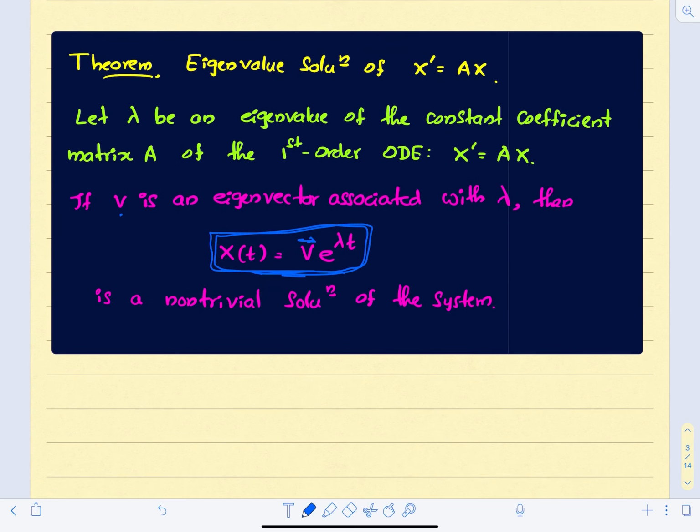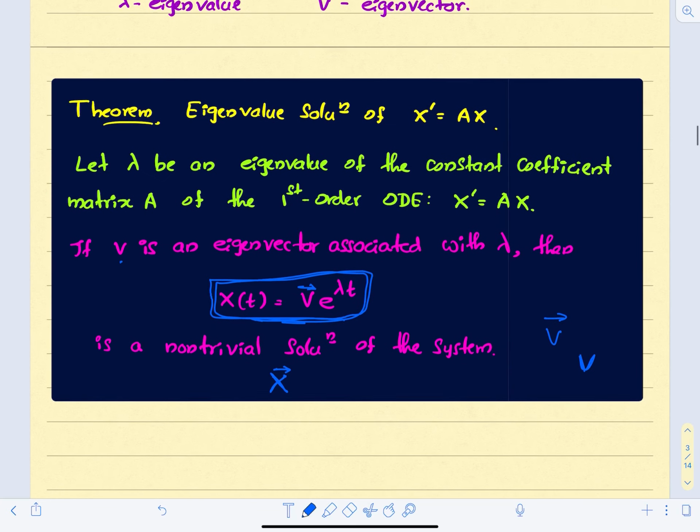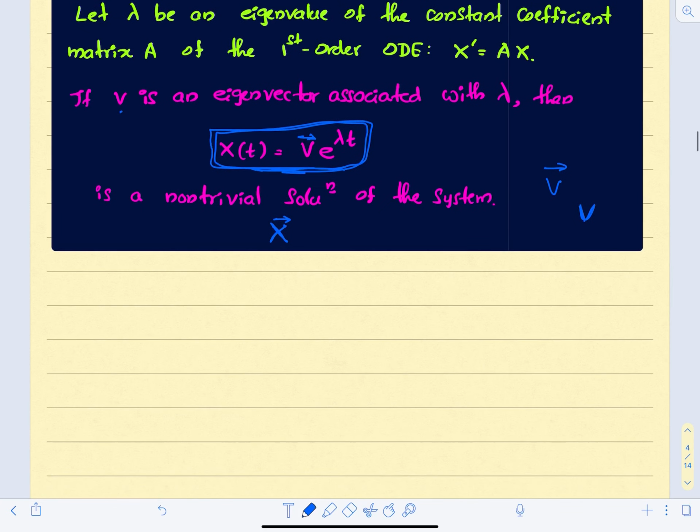Now throughout this lecture, if I use the letter v without an arrow or with an arrow, that is an eigenvector, and if I use a capital X or big X like this, it is also a vector. Sometimes I may write the arrowhead, or sometimes I may not. Okay, with this I finish the first video of this section, and next we are going to consider a few examples.